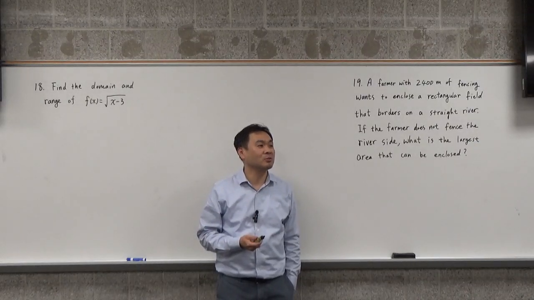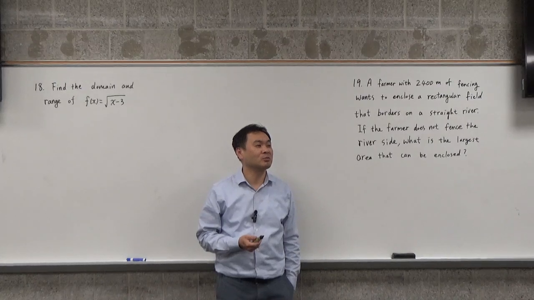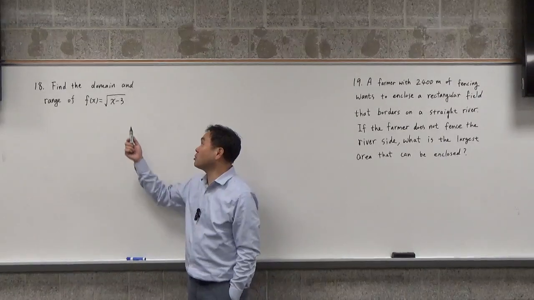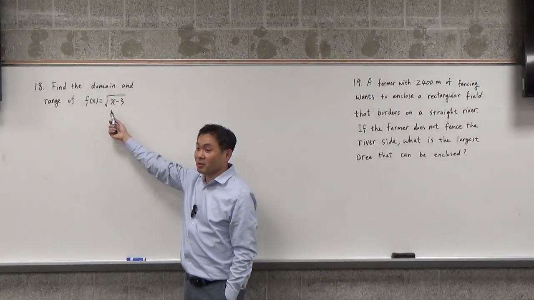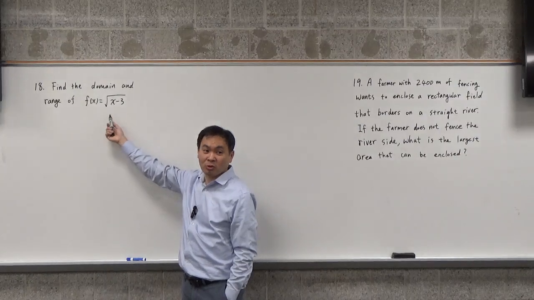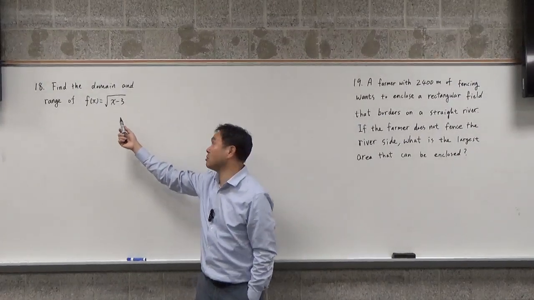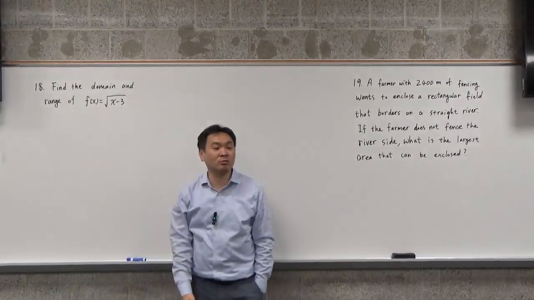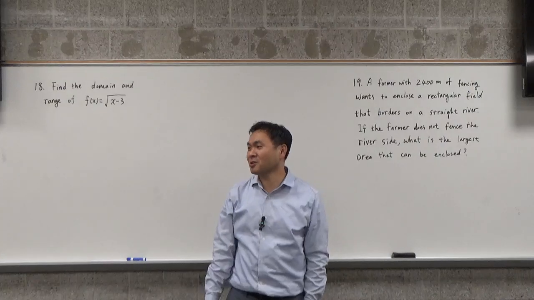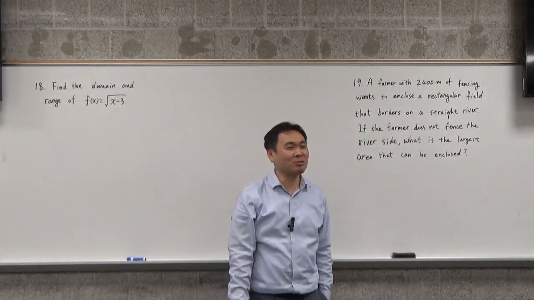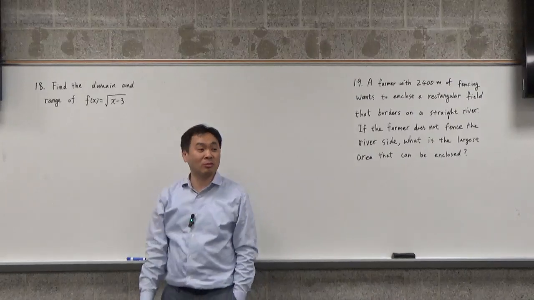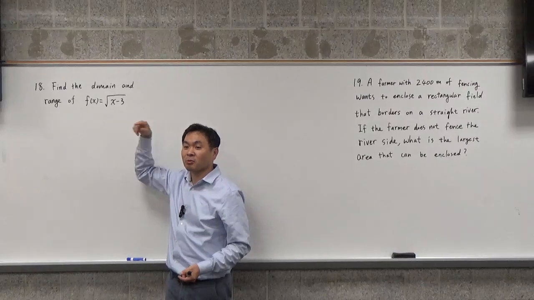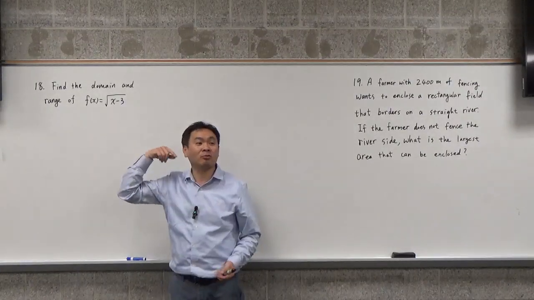Would it be bracket 3, comma, infinity? Yeah, that's correct. You can't plug in 0 because it will make negative 3 inside the square root. So 0 is no good, 1 is no good, 2 is no good. 3 is okay, because if you plug in 3, 3 minus 3 is 0. What is the square root of 0? 0. Okay, the square root of 0 is 0. So 3 is a valid input. You can plug in 3 and you can get an output.